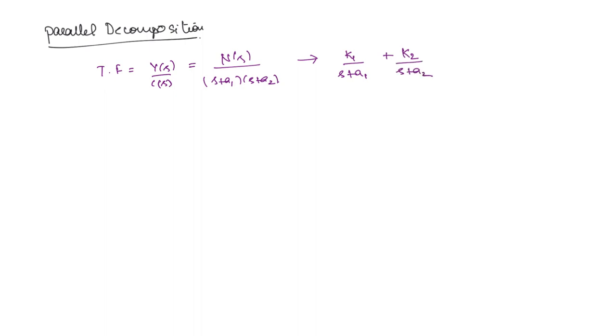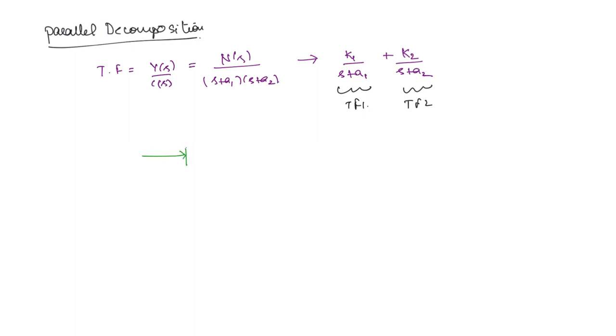Of course, the numerator will depend on the order of N(s), but still this is what we will assume for now. Now you can consider this to be one transfer function and this to be another transfer function, TF1 and TF2. Now when the overall transfer function is the sum of two transfer functions, what does it mean? It means that there are parallel paths.